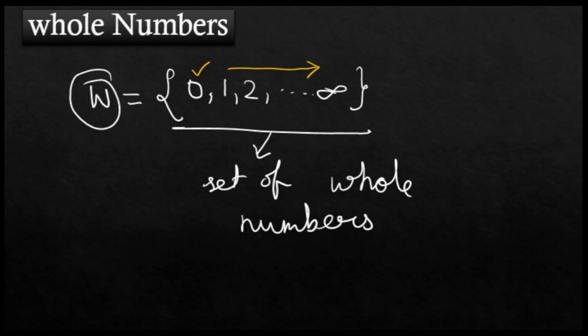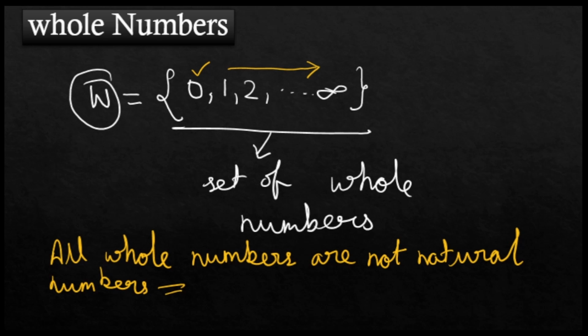Points to be remembered. All whole numbers are not natural numbers. Because we know 0 is a whole number, not a natural number. So, all the whole numbers are not natural numbers.